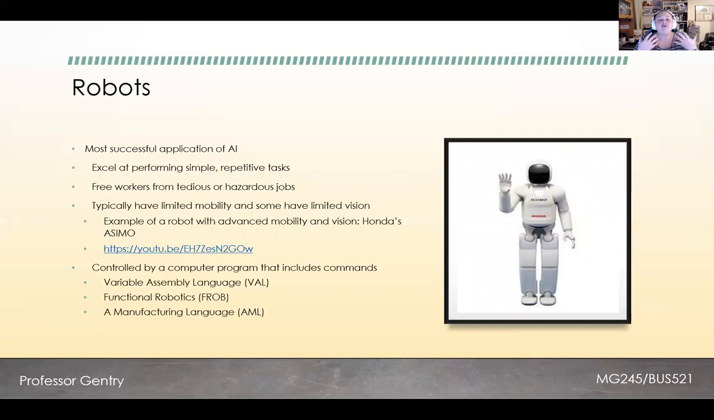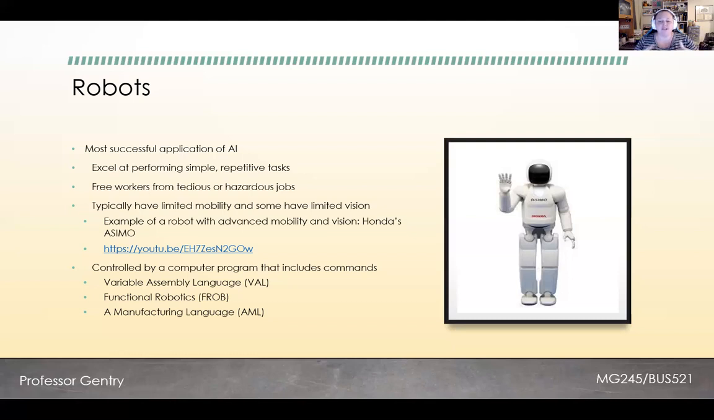Robotics is probably the most recognizable and successful application of AI. AI has been proven to be very successful in performing very simple, repetitive tasks, which then can free up your employees from either tedious jobs or even hazardous jobs. Typically, these robots have limited mobility and vision. I'm sure maybe you've seen Asimo, the Honda robot, shown here in the picture. There are many YouTube videos out there. I've linked one if you'd like to go see what Asimo can do.